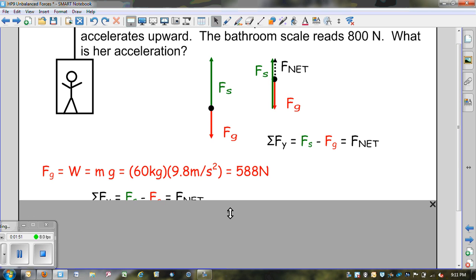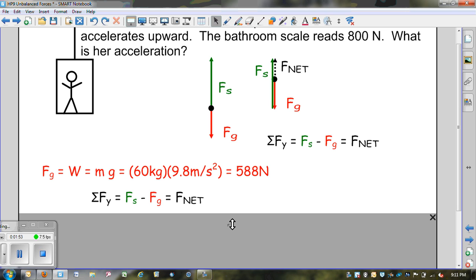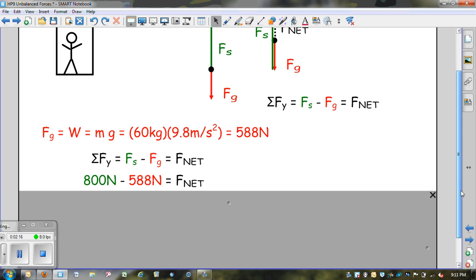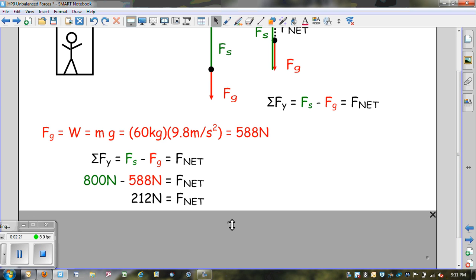Next, we're going to use Newton. We're going to substitute into our net force equation. Because from the problem here, we know that the scale reading is 800. That's the surface force. And we know the gravitational force is 588. And so when we substitute that in, we subtract 588 newtons from 800 newtons, finding that the net force is 212 newtons.